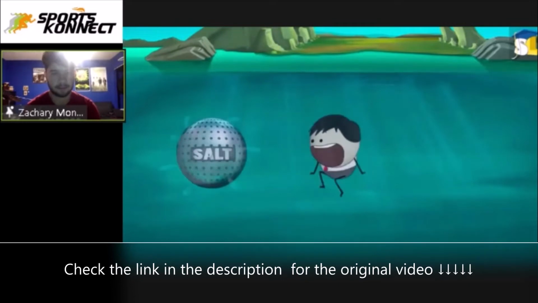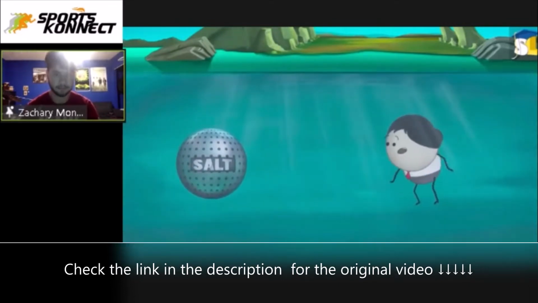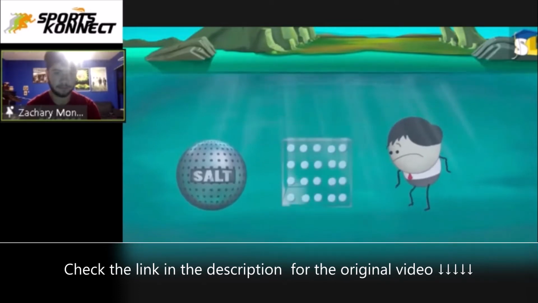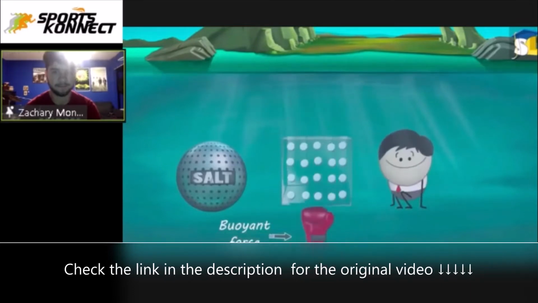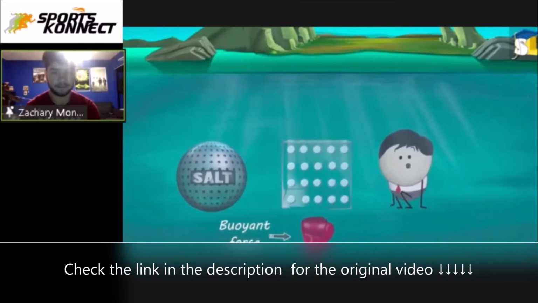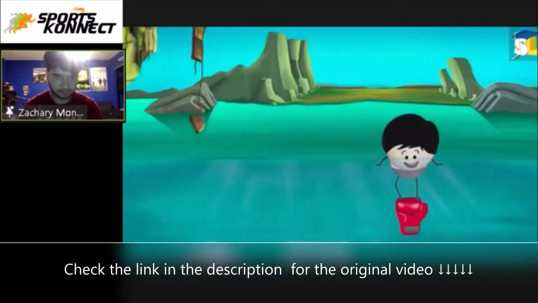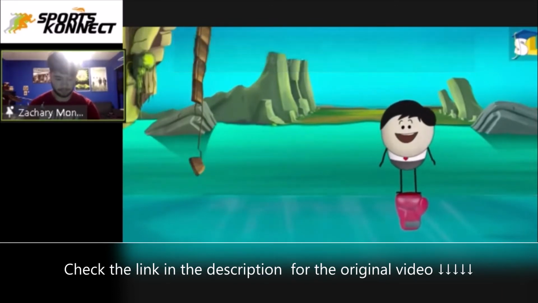The Dead Sea has a huge amount of salt dissolved in it as compared to any other sea or ocean. The presence of this salt increases the density of water present in the Dead Sea. Higher density leads to greater buoyant force. As the Dead Sea has very high density, it exerts enough buoyant force to make us float on it. So, if we can float on the Dead Sea, we are definitely not going to drown in it.